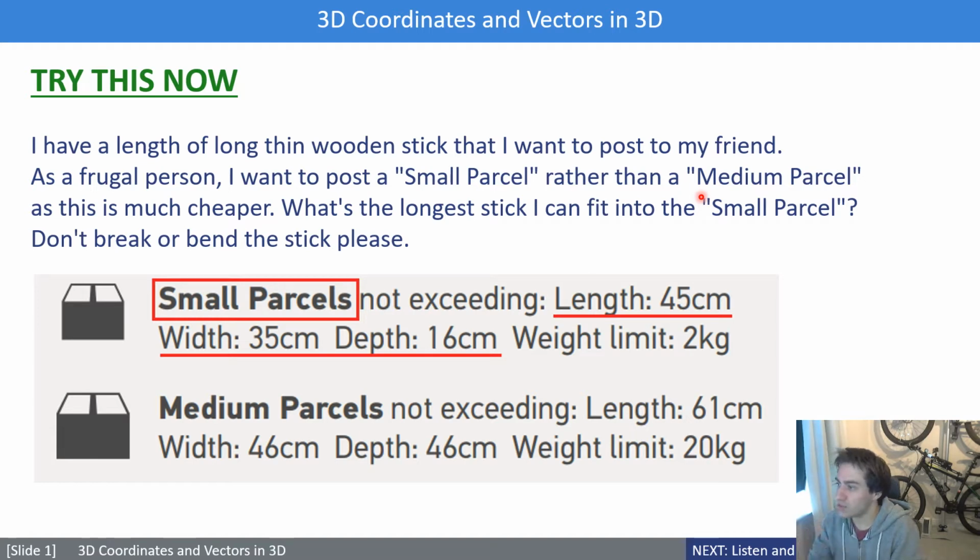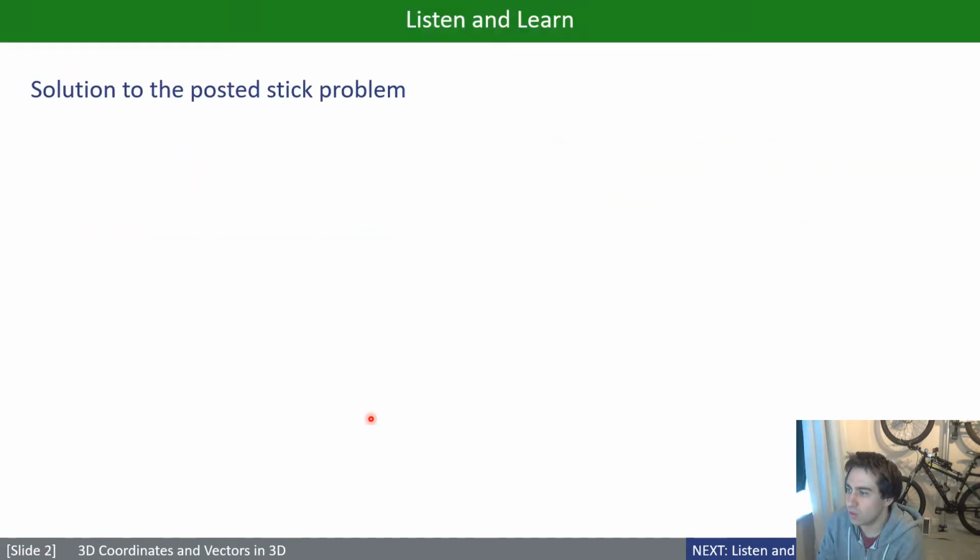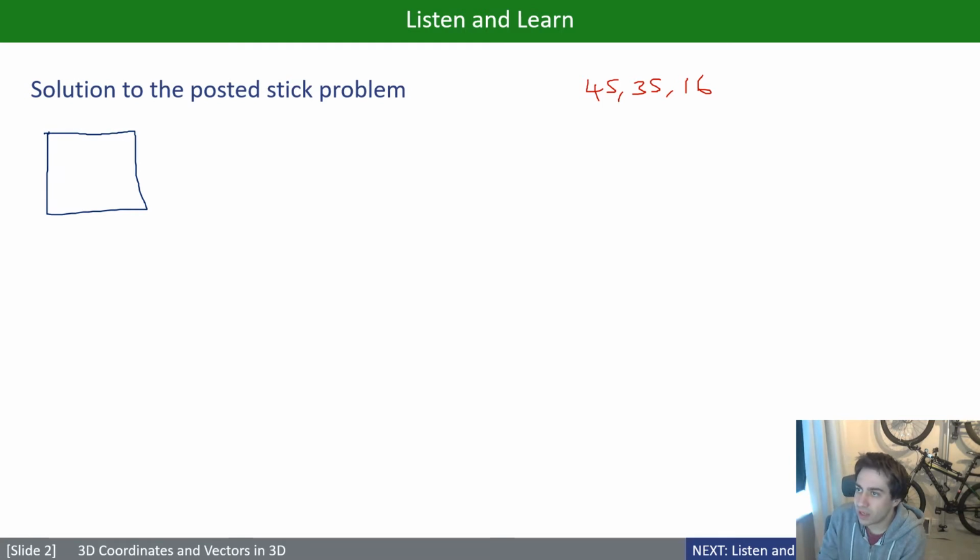Okay, let's go to the next slide and I will talk through this one. Just before I forget, our dimensions were 45, 35, 16. Let's consider the 2D case for a moment. Let's say instead of a 3D box, I just had a rectangle. The longest straight object that can fit inside that is something that goes along the diagonal. So that's our 2D case.